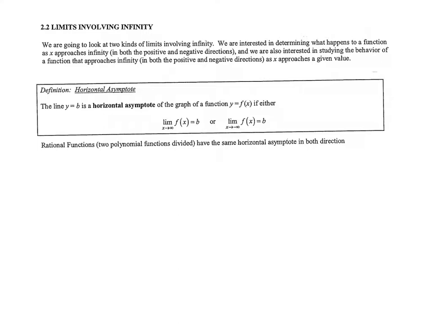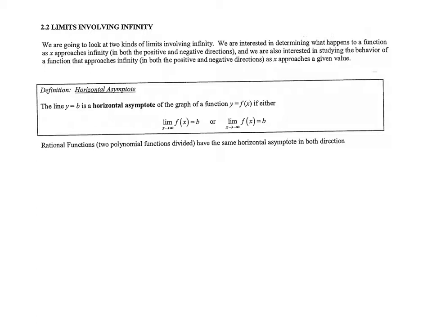We're going to start with horizontal asymptotes. And we've looked at that throughout the year already, but basically we're going to look at what happens as x gets close to infinity, or as x gets close to negative infinity. Do the y values seem to be approaching a consistent number? So in this definition, b is that number that it's approaching.